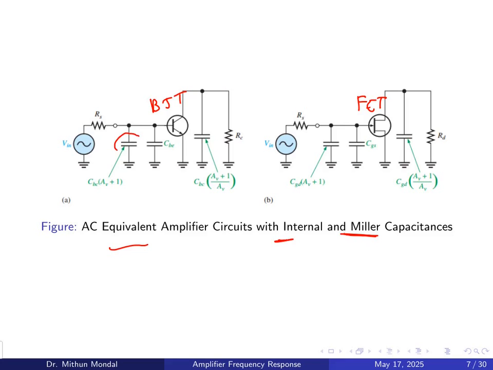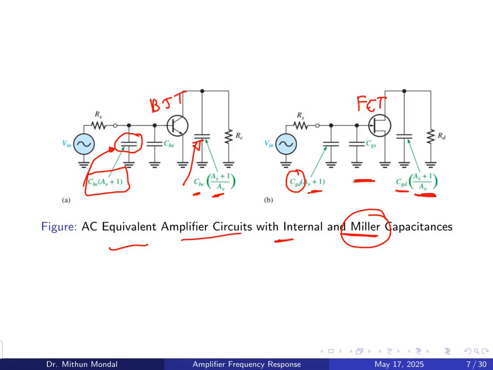We have taken this capacitance, which is CBC times (AV plus 1). This is our input capacitance with respect to the Miller effect. This is the output capacitance, CBC multiplied by the gain factor (AV plus 1) divided by AV. In the FET case, instead of the base to collector, we have gate to drain, multiplied by (AV plus 1), and gate to drain multiplied by the gain factor (AV plus 1) divided by AV. So here we have introduced the Miller capacitance in the input and output of the amplifier circuit.